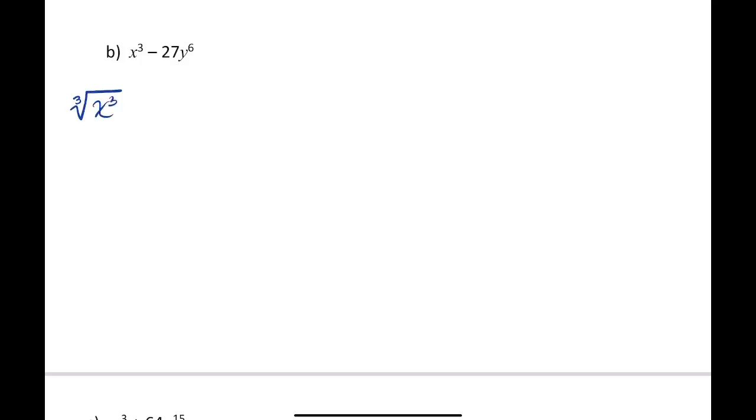All right, so the cube root of x cubed, that's going to equal our A. And our cube root of 27y to the 6th, now there's a little bit more to that, that's going to equal our B. So let's go ahead and do this. Our cube root of x cubed is going to be x. So just like on the last one, A is going to equal x.